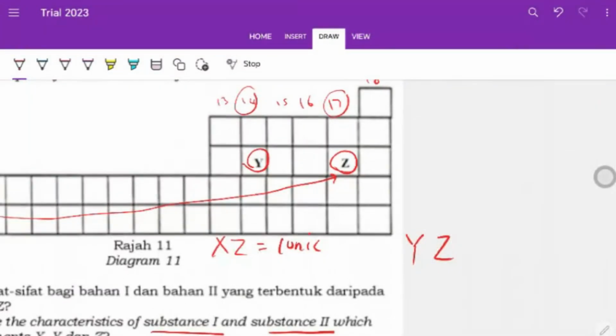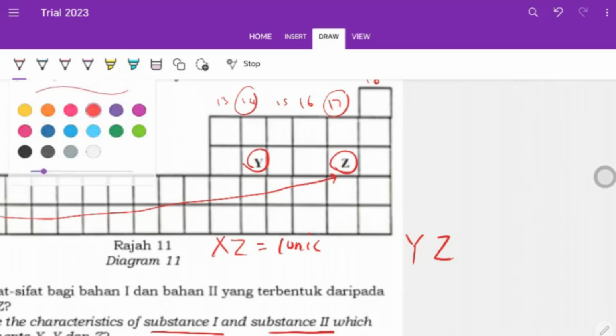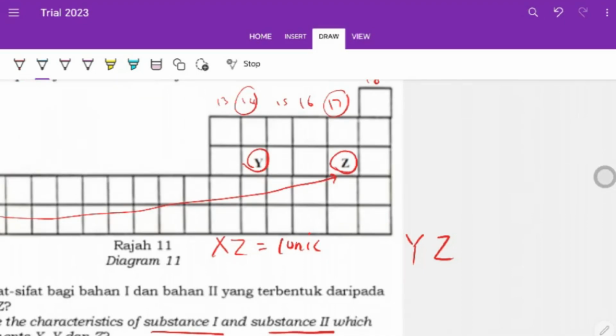Why is it 4? YZ 3 or YZ 4? Should be YZ 4. And why 4? Because here is group 14, right? You still need 4 more electrons to be shared. So you need 4 Z atoms, each contributing 1 electron, to be shared with 1 Y atom. So YZ 4.